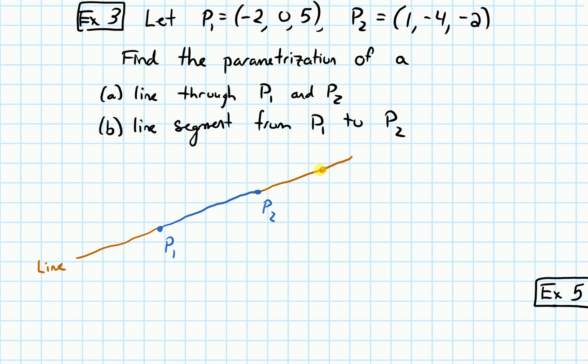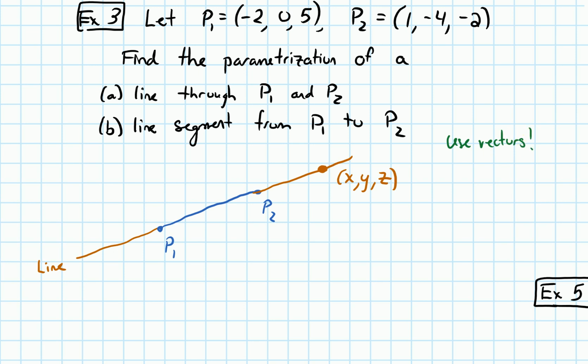Let's say I have a point somewhere, even not between P1 and P2. Let's just keep it arbitrary. Let's call this x, y, z. I want to be able to write what x, y, and z are. To do this, I'm going to use vectors.